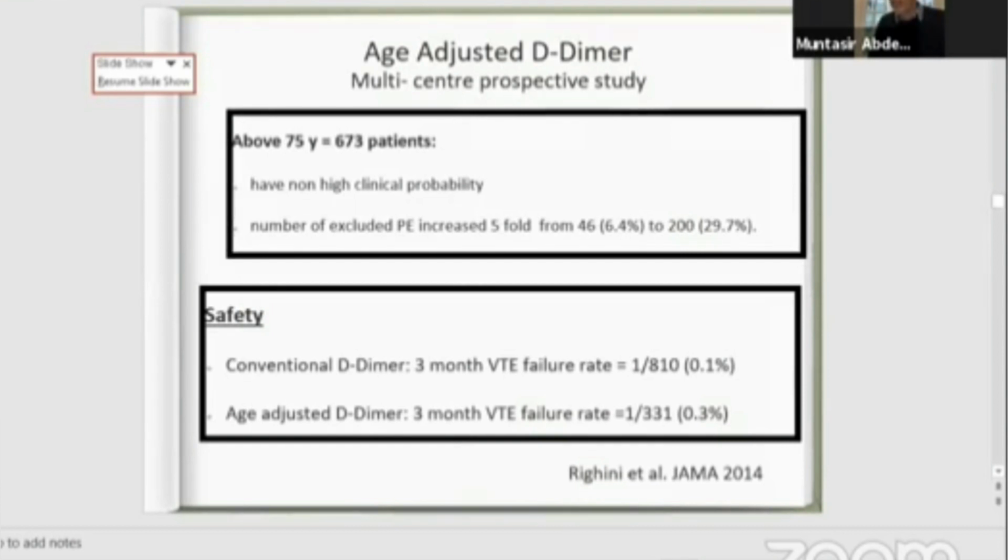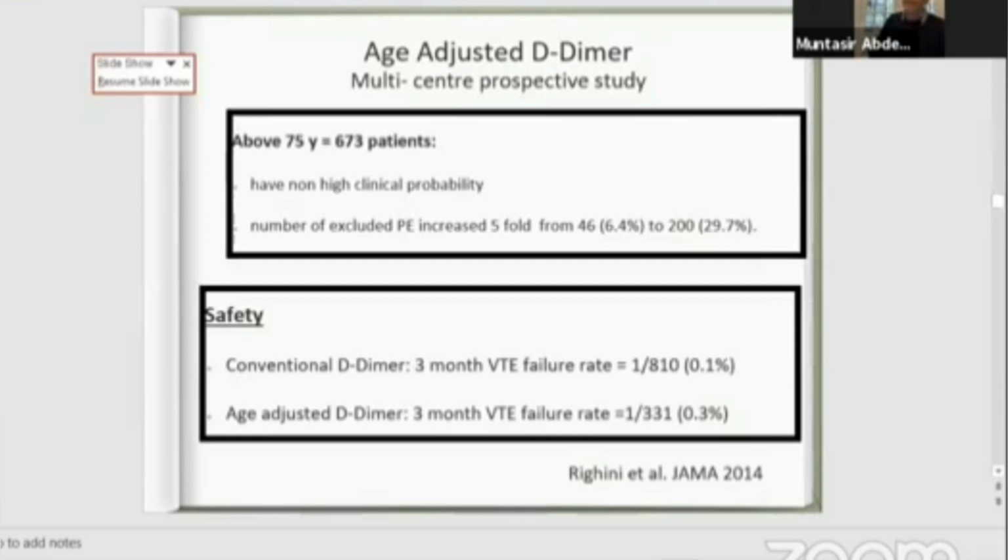And they noticed that they are not missing PE in a lot of patients. They miss PE, pulmonary embolism, in 0.3% if you use age-adjusted D-dimer, which if you compare it, if you use a normal conventional D-dimer, they are missing PE in 0.1%. So you can say from this trial that age-adjusted D-dimer can safely be used to exclude pulmonary embolism without missing significant numbers of pulmonary embolism.